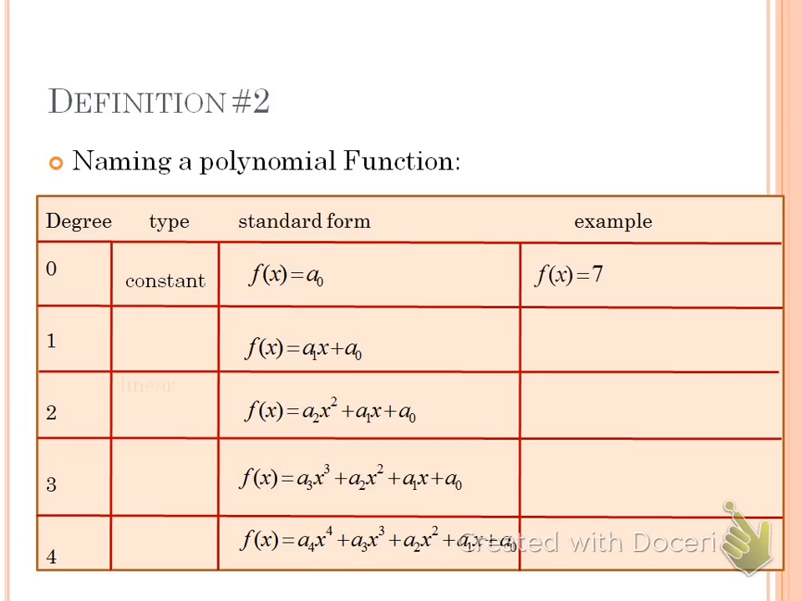If your biggest exponent is a 1, this is a linear function. We've looked at a lot of those. That's where you graph it and it's a line. Those are usually in the form y equals mx plus b or f of x equals mx plus b. As you see there, 2x minus 4.